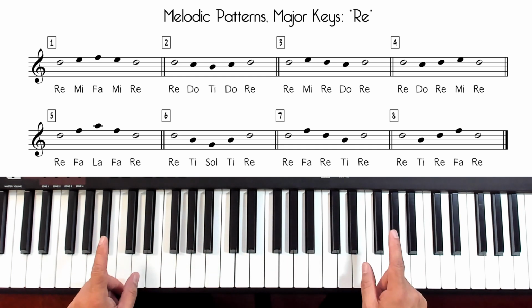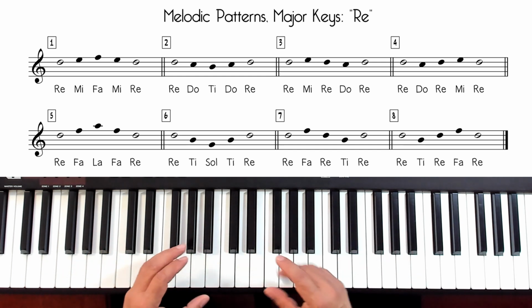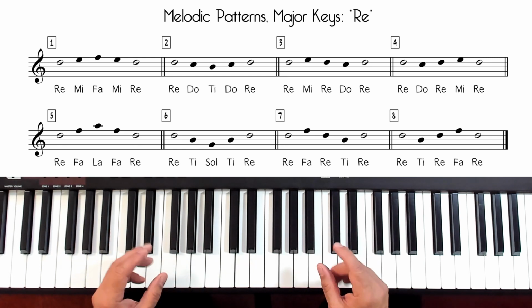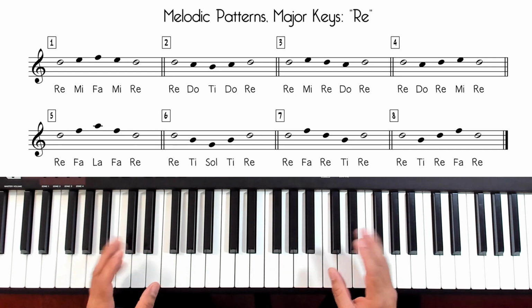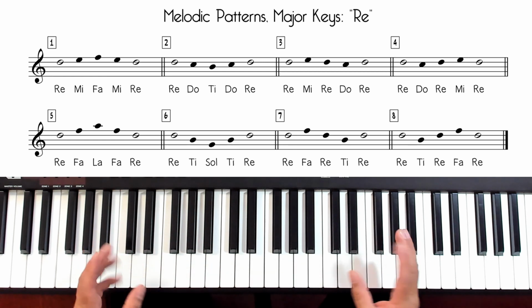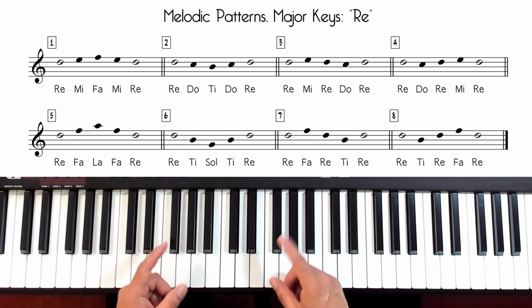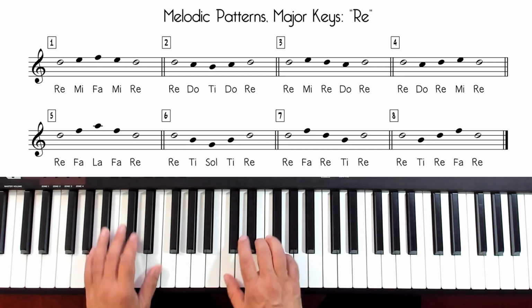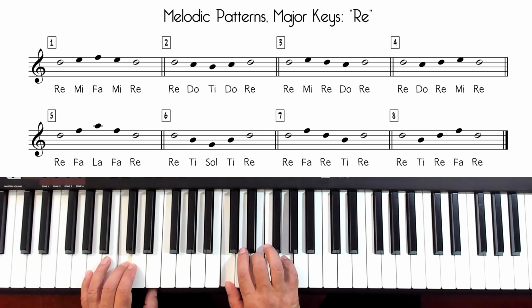Okay, so far, patterns 1 through 4 are melodic fragments based on diatonic seconds. Now, patterns 5 through 8 are melodic patterns based on diatonic thirds. So why don't we start? Let's start easy. Let's start in the key of C. We're gonna sing re, fa, la, fa, re.